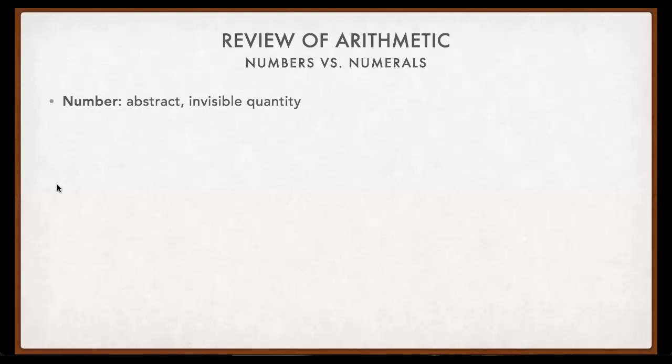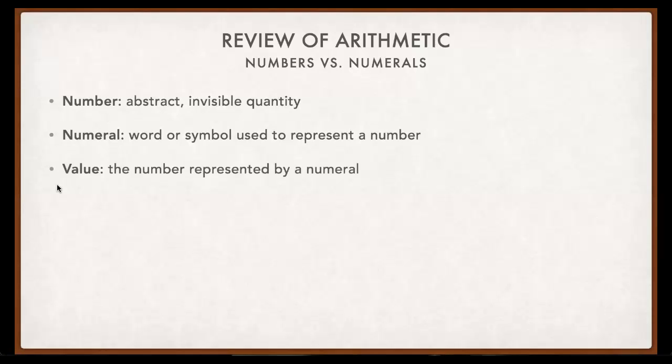Numbers and numerals. Remember, numbers are these abstract quantities that we can't see. Sometimes referred to as ideas, but they are things that exist, but we can't see them. What we can see are the numerals, the words or symbols used to represent them. Whenever we have a numeral, we want to be aware that it has a value, which is the number that it represents. You can have many different numerals that represent the same number, that is that they have the same value. So for example, 2, positive 2, 2.0, 4 over 2, those are all different numerals that have the same value.